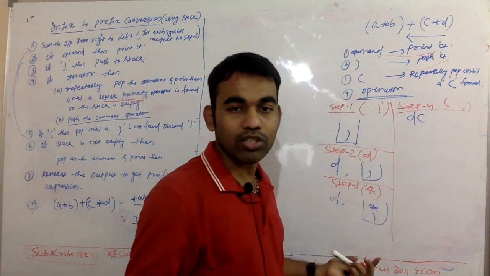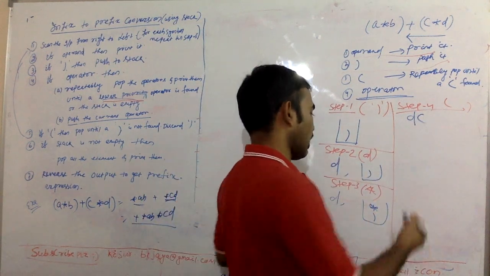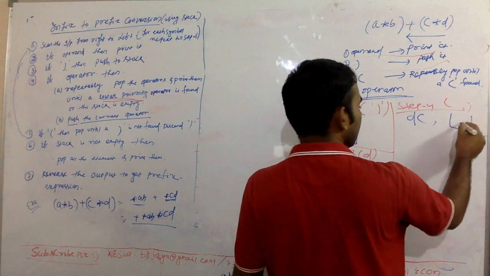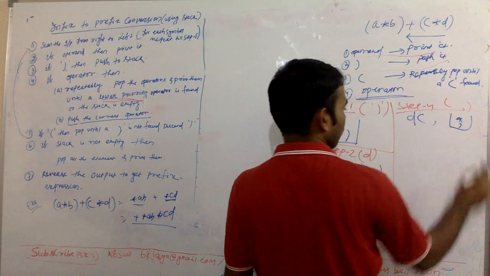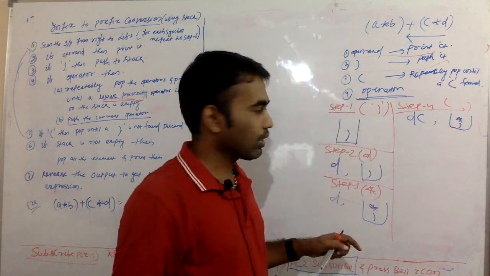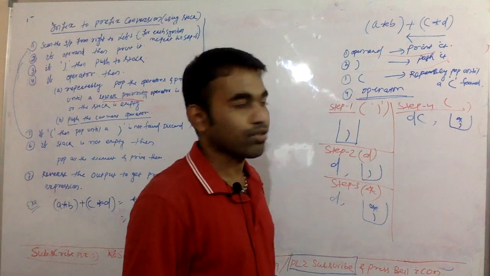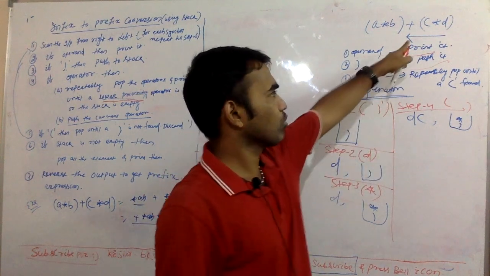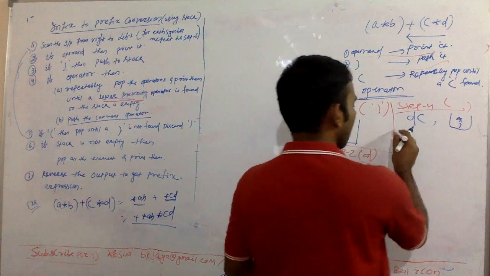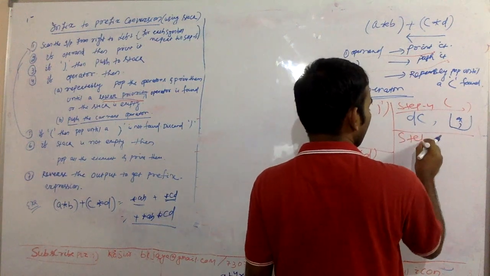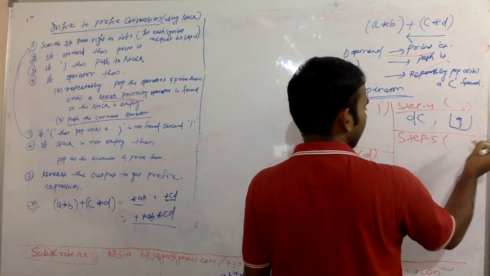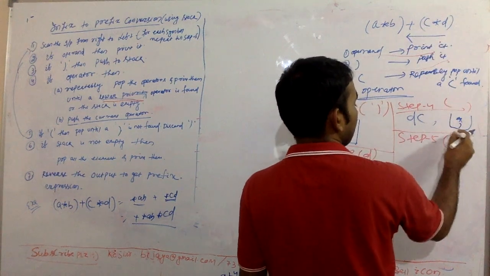What will be the stack structure? There is no change. So that's why the stack structure will remain the same. That means bracket and then star. So that is going to remain as it is. Okay, so now let us go to the next symbol. Next symbol is step 5, I can say. Step 5. A left parenthesis is coming.